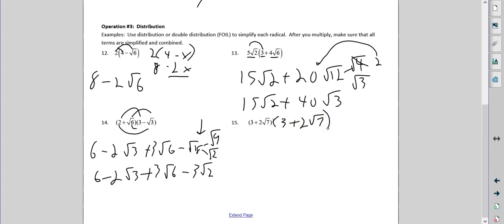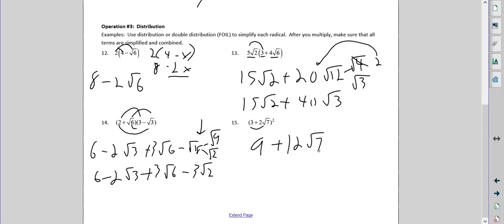Okay? So you can FOIL it like the last one, first, outer, inner, last. Or the shortcut is, you square the first term, because you would do the 3 times 3. You do this times this and double it. So 3 times 2 is 6 radical 7. Double it is 12 radical 7, because you would double it because the outside and inside would be the same.